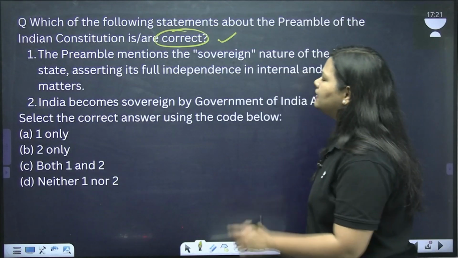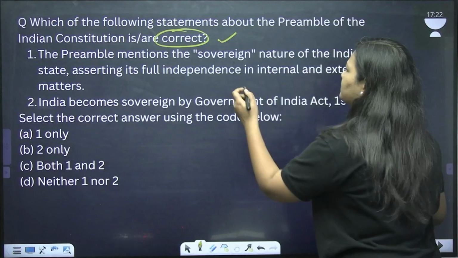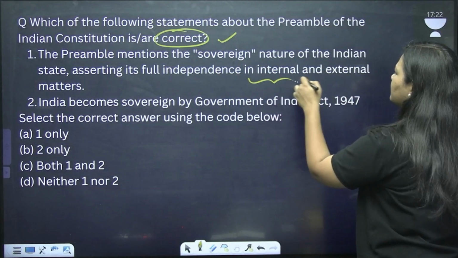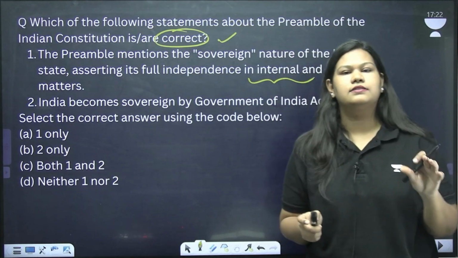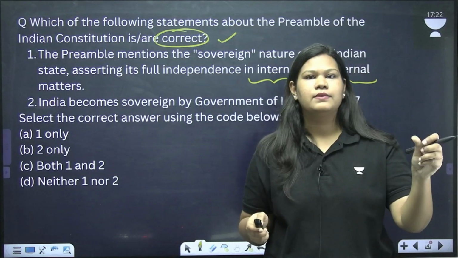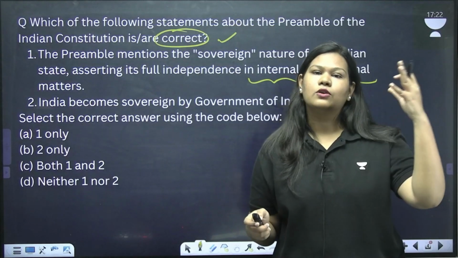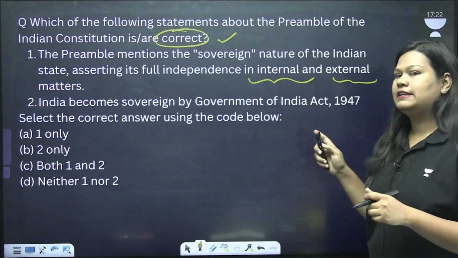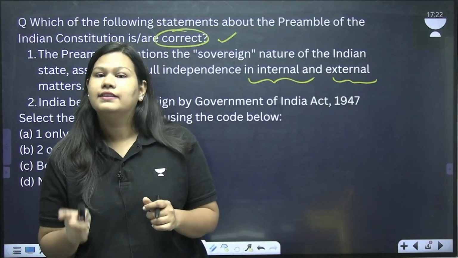We need to identify the correct statements. Statement 1 looks correct because the preamble mentions the term sovereign and it gives full independence in internal as well as external matters. So India enjoys both internal sovereignty and external sovereignty. Internal sovereignty means that it has supreme power when it comes to deciding on domestic affairs, which laws to make, what sort of governance scheme to implement and what not. And external sovereignty means that India has the right to decide its diplomatic relations with other countries.